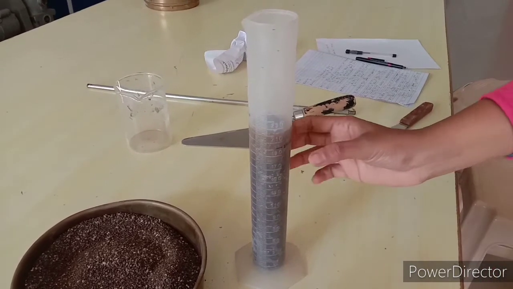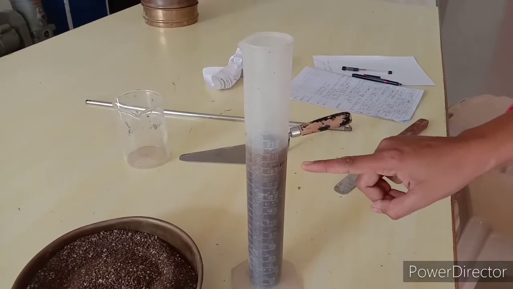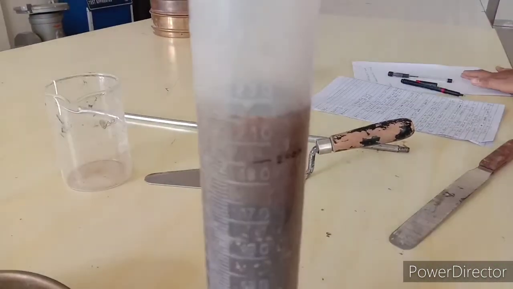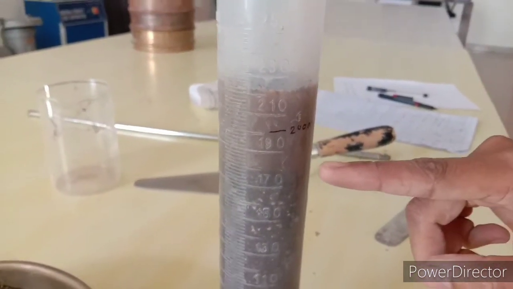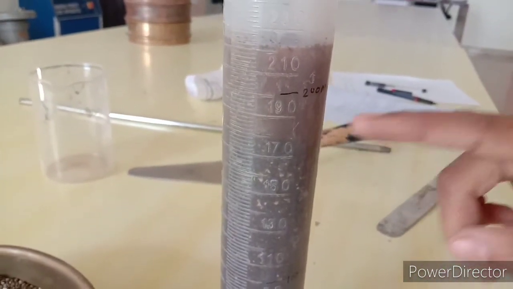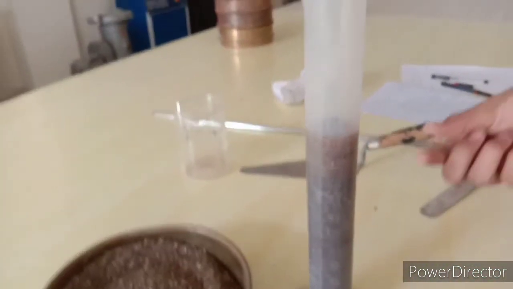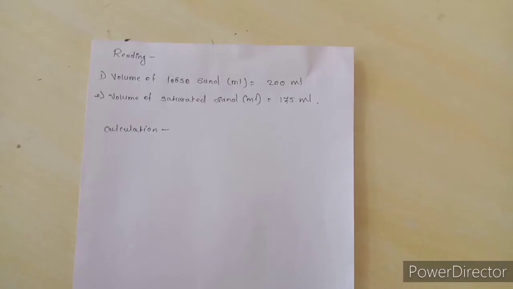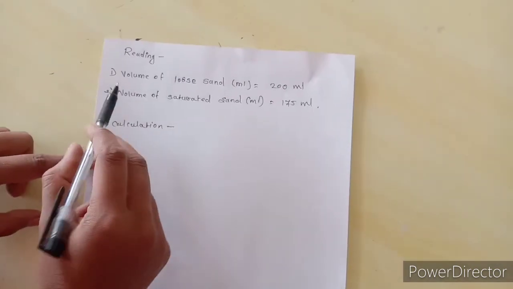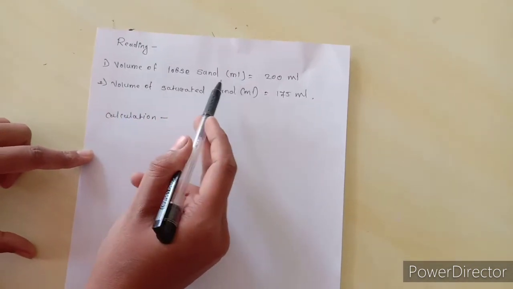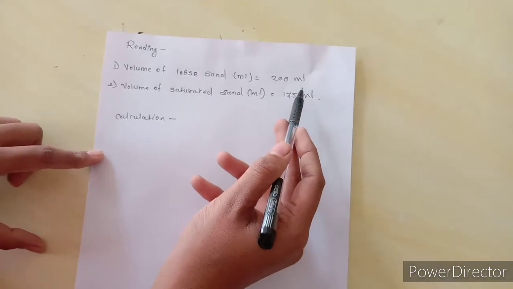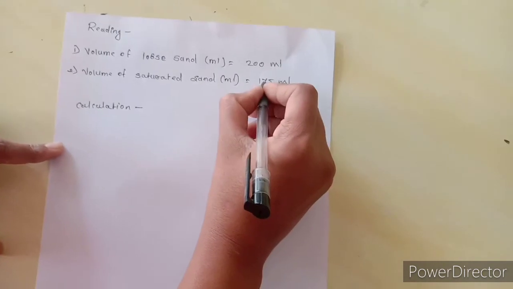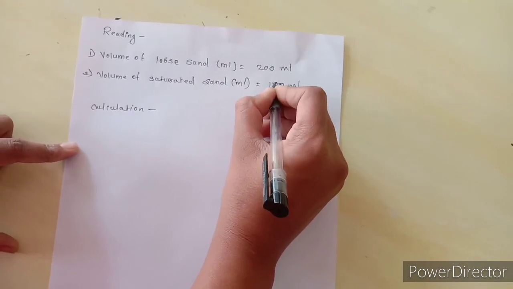After that, you can see here our first volume of loose sand is 200 ml, and the next volume of saturated sand is 180 ml. So this is our bulking of sand. The calculations: the readings are, first, the volume of loose sand is 200 ml, then the volume of saturated sand is 180 ml.